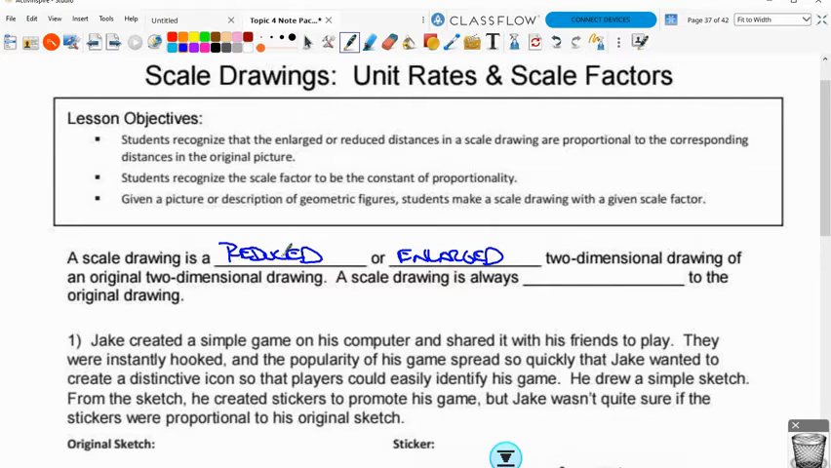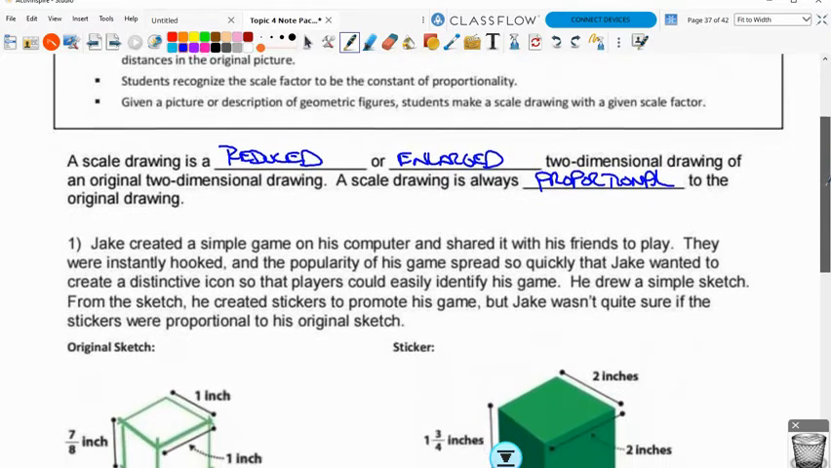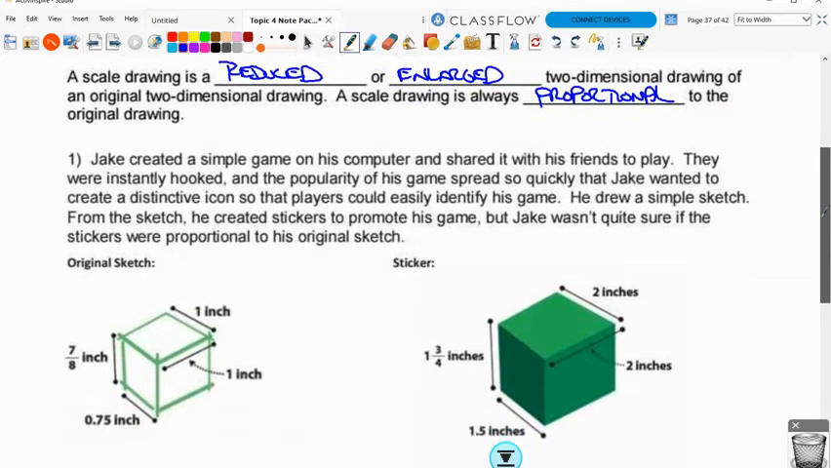A scale drawing is always proportional. A scale drawing is always proportional to the original drawing. Okay, so when we're working with scale drawings, we know that we will always be working with a proportional relationship.